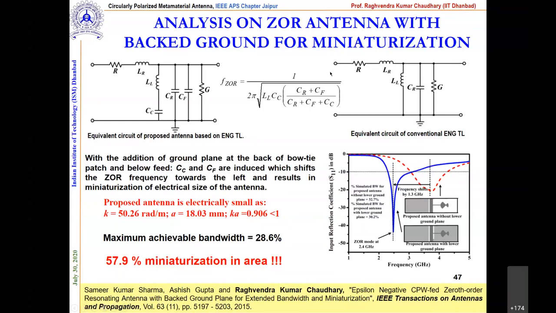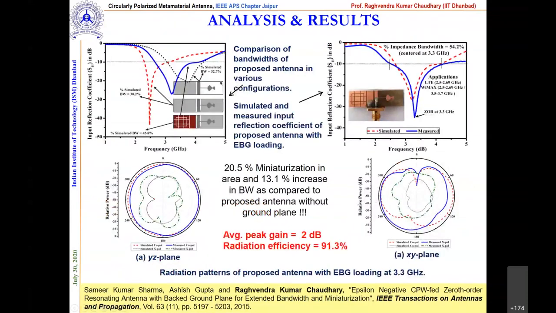You can see this is our EBG structure over the upper ground. Here the first is without the backed ground plane. Then we have it backed with the normal metallic plate, and we are working at 2.4. As soon as we accommodated the EBG structure, it starts working at around 3.2 or 3.4, but here the bandwidth is increased.